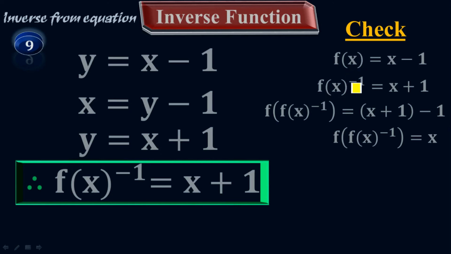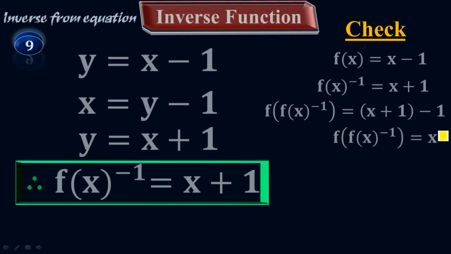Take the composite of the given function with the inverse function, f composed with the inverse function, which means that you put x equals x plus 1. What is the value of f of x inverse? The inverse function value is x plus 1. So just plug in x plus 1 for the value of x in the given function. So I will have x plus 1 for the x. So x plus 1 minus 1, plus 1 minus 1 will be 0. So I will have x.